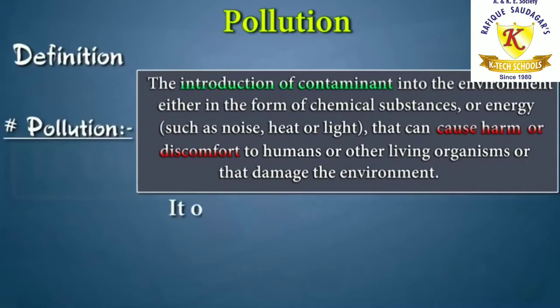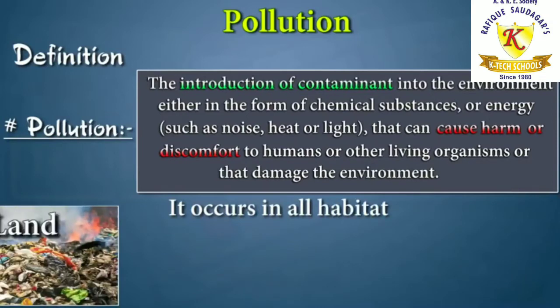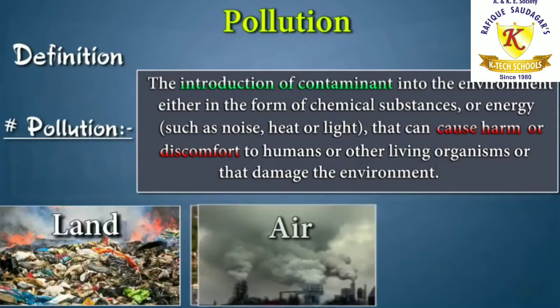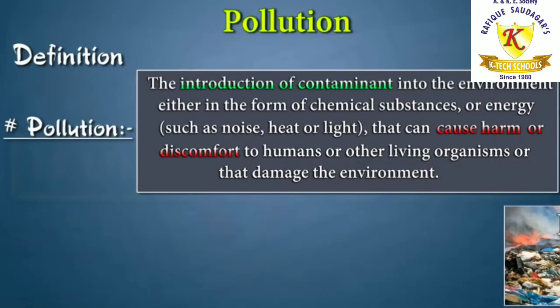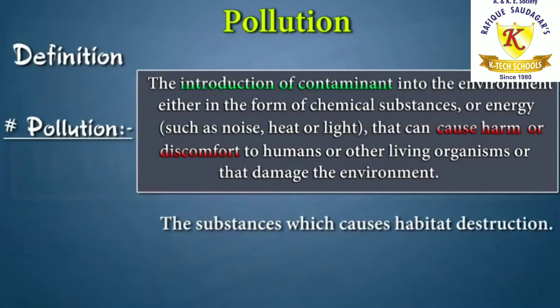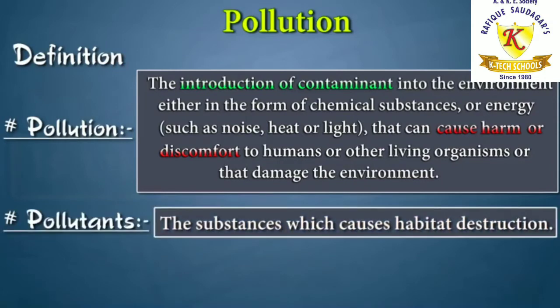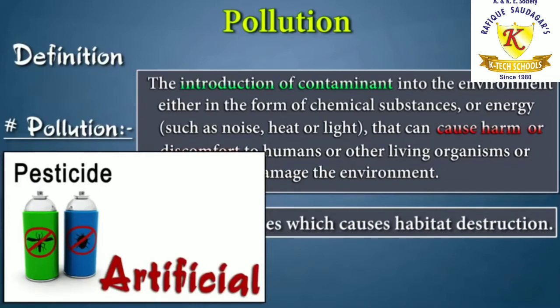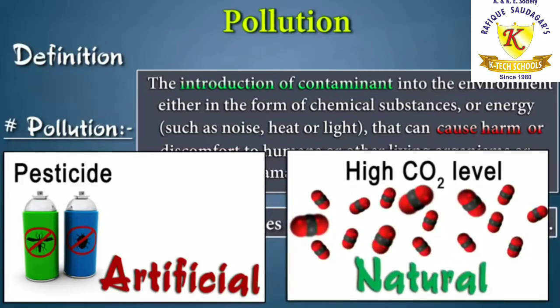Now, pollution can occur in all habitats, be it land, sea, fresh water, or the air. And the substances which cause this habitat destruction are called pollutants. These pollutants can be artificial or synthetic substances such as pesticides, or naturally occurring substances such as carbon dioxide that occur in harmful concentration in the environment.